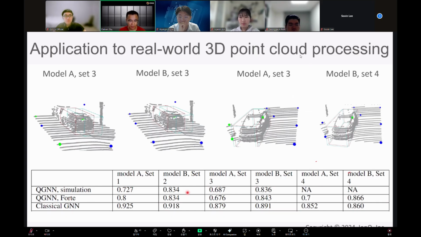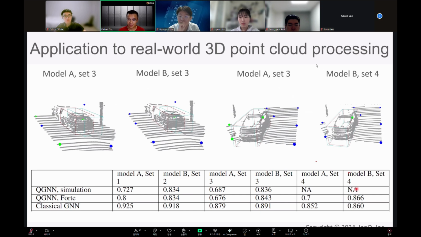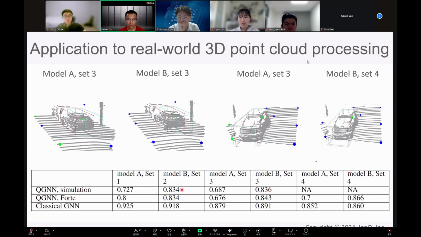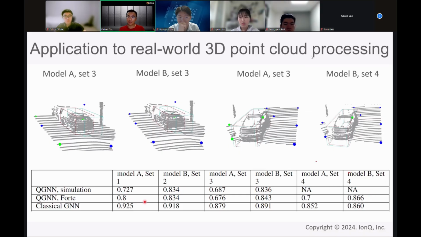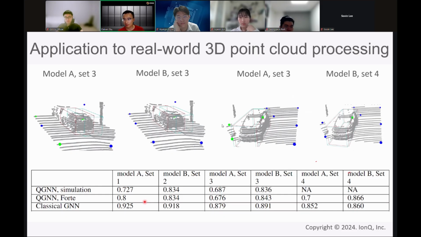that if you see here we have set 1, set 2, set 3, set 4, they are point clouds of different sizes, right? So it's a model trained on point clouds of the same size, but applied to point clouds of different sizes, right? Because you trained on the small size, naturally you would expect the performance to drop as you move to larger point clouds, right? That's what you are observing on the classical side.